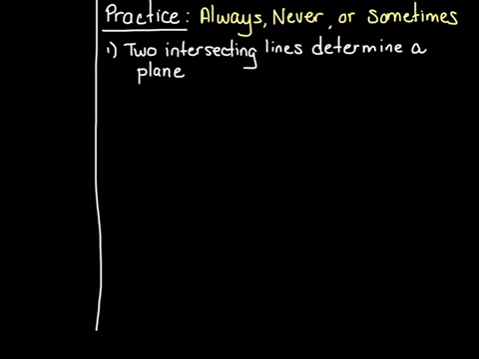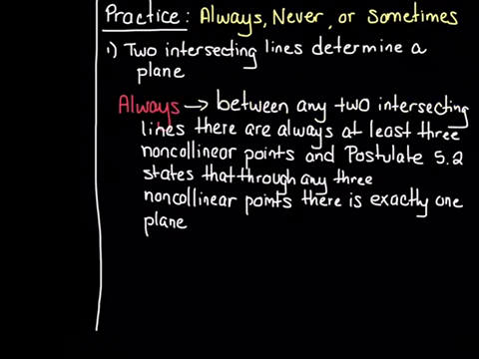Okay, it's time for you guys to practice. We're still talking about always, never, or sometimes statements. So let's start with the first one. What do you think? Two intersecting lines determine a plane. Is this true, always, never, or sometimes? Hopefully you said always. Between any two intersecting lines, there are always at least 3 non-collinear points, and postulate 5.2 states that through any 3 non-collinear points, there is exactly one plane. Okay? Don't forget, drawing helps. See if you can figure out a way to draw this so that you have a visual, and that will make things a lot easier.